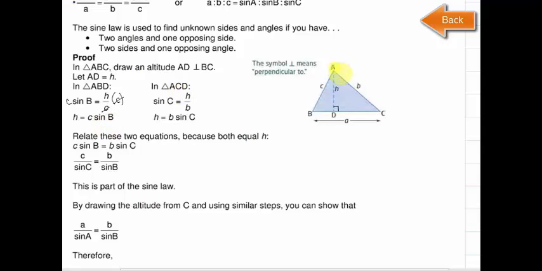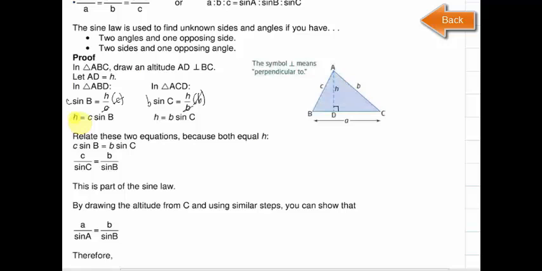And in triangle ACD, let's find sine of C, which is H over B. And if I want to isolate for H, then I would multiply both sides by B, so I can reduce the B's on the right. And that means that H is equal to B times sine C. So what I've done is I've come up with an expression for the height for both triangles ABD and ACD.